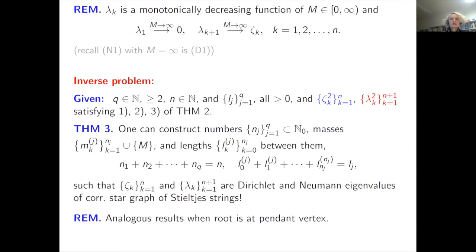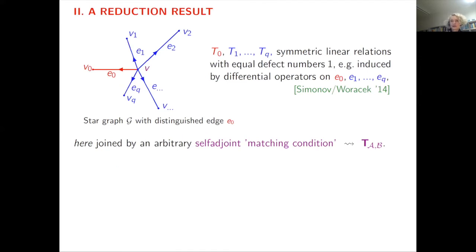Okay, so now we go to a different setup. This is now the second part, about the second paper, the more recent paper with Malcolm and Heinz. And this is very different in nature because it's nothing concrete to start with. And even the star graph that I plotted here is more symbolic at this stage. Because what we will actually consider is Q plus 1 symmetric linear relations with equal defect numbers 1. They could, for example, be induced by some differential operators on edges. But for the moment, they are just abstract, and they will be joined by some self-adjoint matching condition. So by joining these, we will obtain some self-adjoint operator T, A, B. I will say a little bit more about this notation with the A, B in a minute.